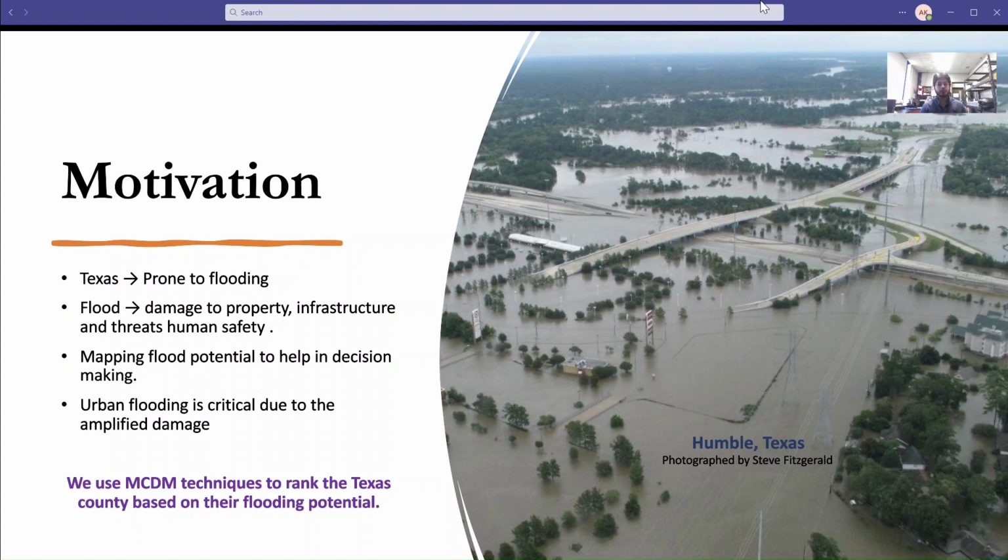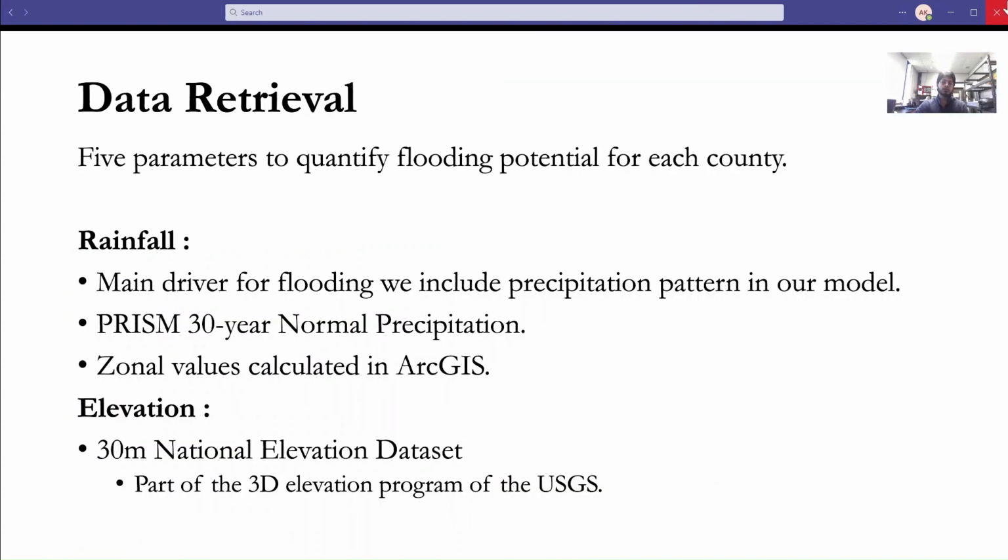We have mapped flood potential to help decision making, and urban flooding is really critical due to the amplified damage. In this project, we'll use the MCDM technique to rank the Texas counties based on flooding potential. We have parameters to quantify flood potential for each county.